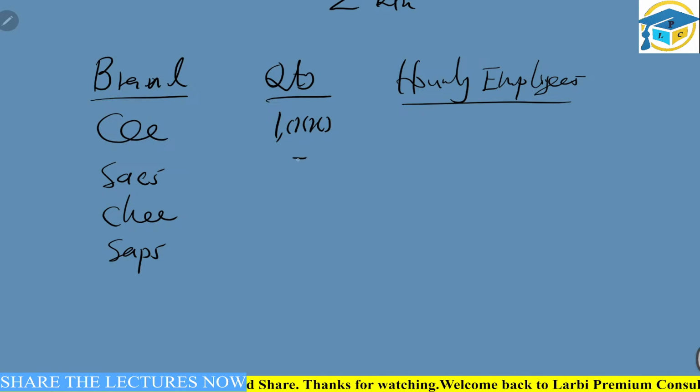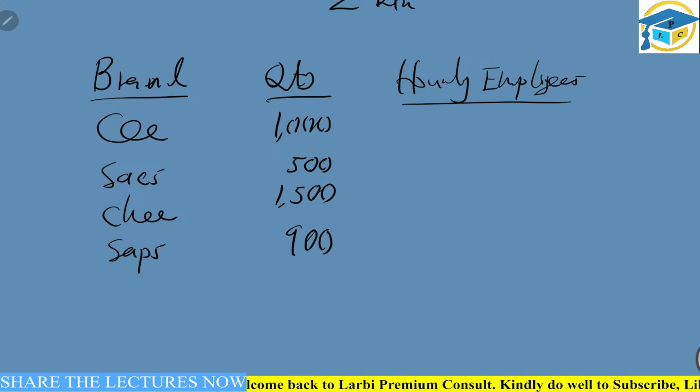Then under the chi we have 1,500. And under the saps we have 900. And then the hourly employees who produce such brands are 15, 10, 20, and then 5. Okay. So these are the brands, and these are the quantity we produce for each brand. These are the employees who produce for such brand.